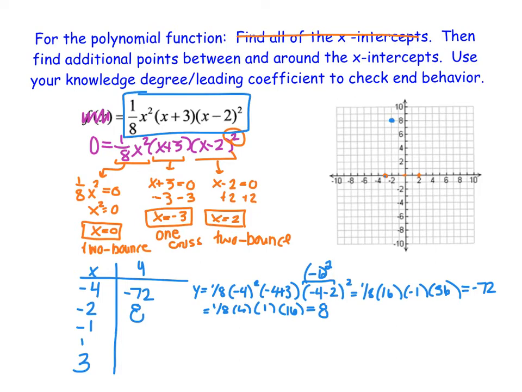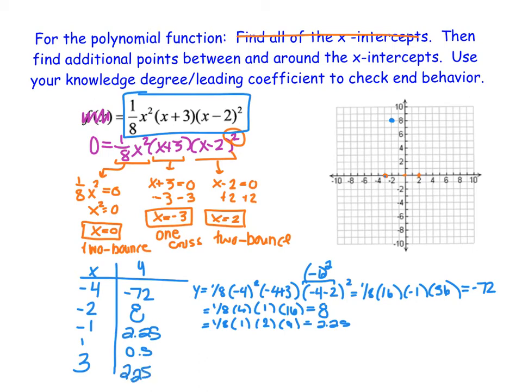Then repeat this process with -1. So I get -1 squared is 1. -1 plus 3 is 2. -1 minus 2 more is -3 squared, which is 9. And if I multiply all of those together, I end up with 2.25. So I can come in here and label that. Now if I repeat this process with 1, I find that my y value is going to be 0.5. And if I repeat it with 3, I get 2.25.